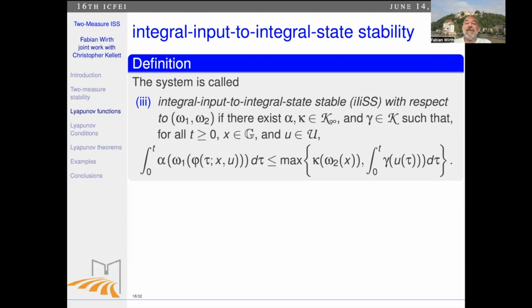And then we need integral input-to-integral state stability, so iISS, with respect to our two measurement functions. Basically what we do now is the measurement of the size of the trajectory is also in terms of an integration along the trajectory of the measurement of the trajectory. And that should be smaller than something which depends on the size of the initial condition as measured with omega-2, and the integral of the input, again with a norm missing here. Okay, so we have these three concepts.